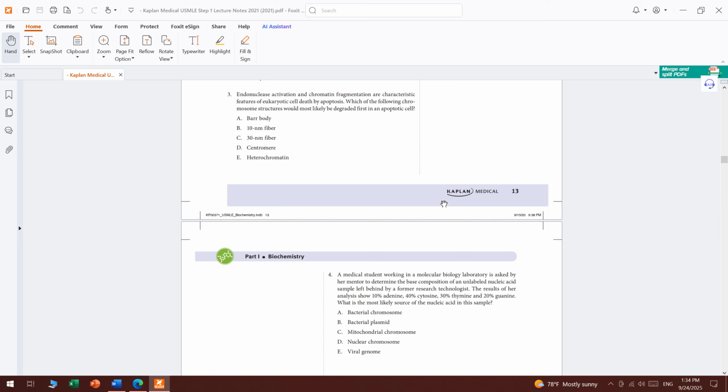Answer explanation. The correct answer is E, viral genome. The key to solving this problem lies in applying Chargaff's rules. For any double-stranded DNA, the percentage of adenine must equal the percentage of thymine, and the percentage of guanine must equal the percentage of cytosine. Let's examine the provided base composition. Adenine equals 10%. Thymine equals 30%. Cytosine equals 40%. Guanine equals 20%.